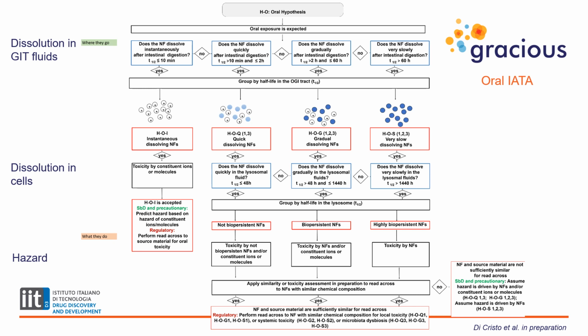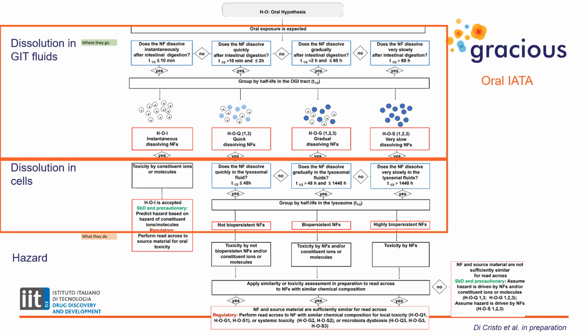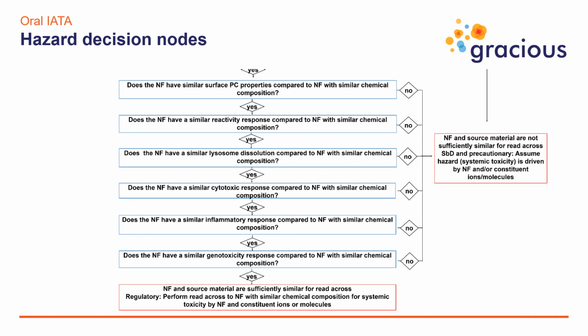So this is the framework complete together in one diagram. You can see it includes the dissolution in the oral gastrointestinal fluids, the dissolution inside the cells, and a consideration of the hazards associated with the exposure. For the hazard exposure, we have consideration of cytotoxicity, inflammation and reactive oxygen species, as well as genotoxicity.